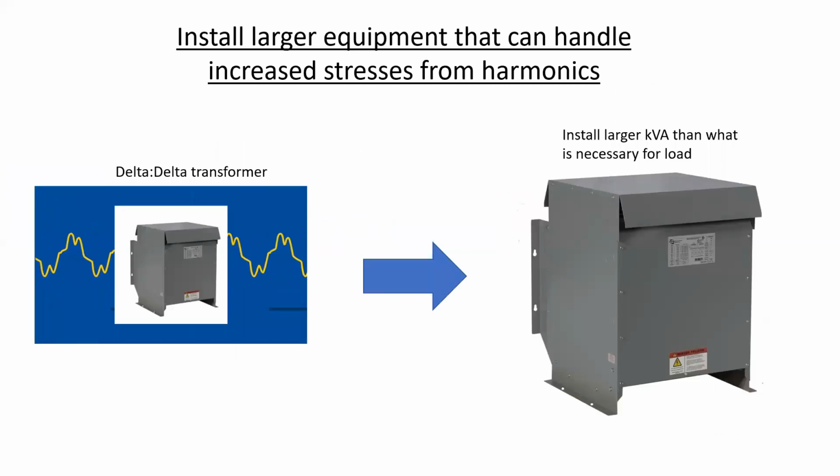Finally, we could install larger equipment that can handle the increased stresses from the harmonics. So let's say we have a delta-delta transformer and it has been spec'd in the job. Well, we know that harmonics are going to increase the current value and the heating and all of that. So that means really what we could do is just install a larger kVA transformer than what is necessary for the load. We're not actually trying to prevent the harmonics in this situation. All we're doing is upsizing the equipment to better handle the stresses.